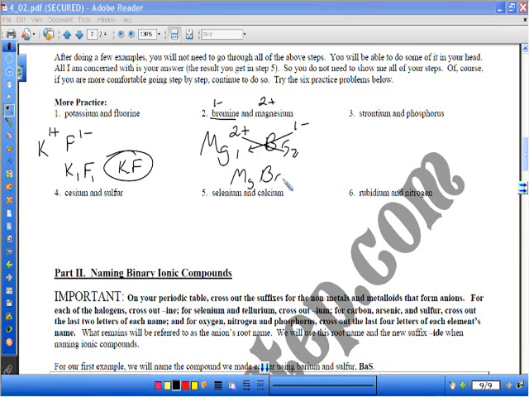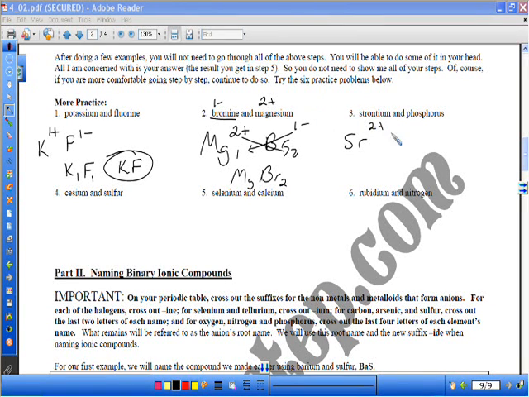So we have magnesium, 1 of those, and 2 bromines. Should make sense. If each bromine is a -1 charge, I need 2 of those for a total of a -2. And I only have 1 magnesium, and it has a +2. +2 plus -2 is 0. Strontium. Strontium is Sr. It has a +2 charge.